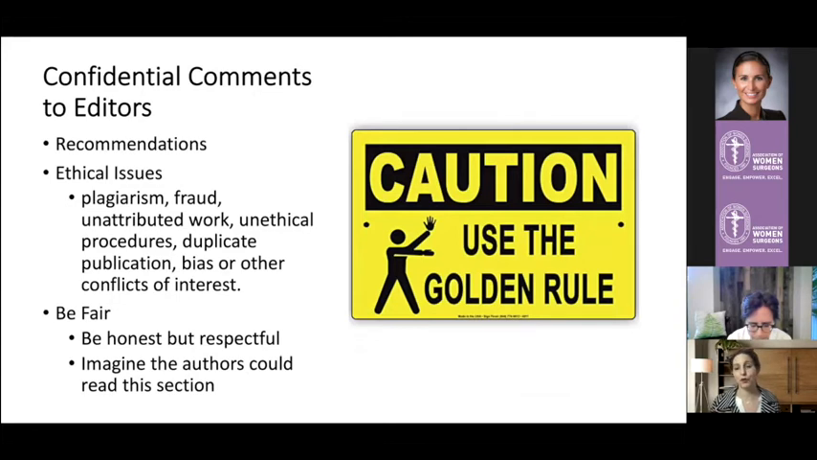If you don't feel comfortable bringing up the ethical issues in your main review, this is where you can bring up things like plagiarism, fraud, unattributed work, unethical procedures, duplicate publications, bias, or other conflicts of interest that have been unreported. So if you don't feel comfortable addressing them with the authors in the author review, you can bring them up with the editor here. But just like Dr. Sosa said, you need to be honest but respectful. Use that golden rule. Imagine that the authors can read this section.